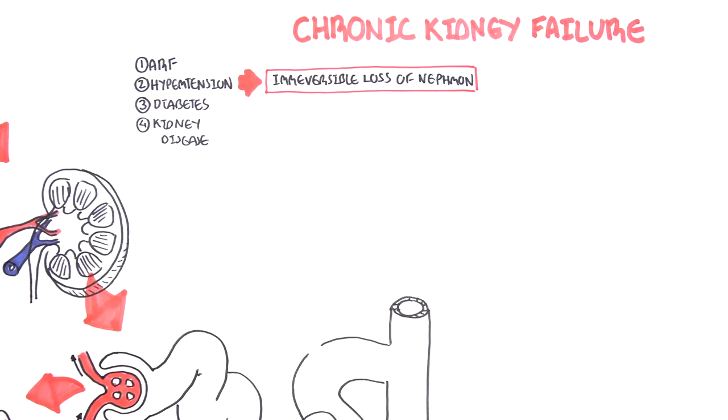So going back to where we initially started, chronic kidney failure, again, is where you have irreversible loss of nephrons. And this can be caused, as we have learned, by acute renal failure or acute kidney failure, hypertension, diabetes, and other kidney diseases such as polycystic kidney disease.